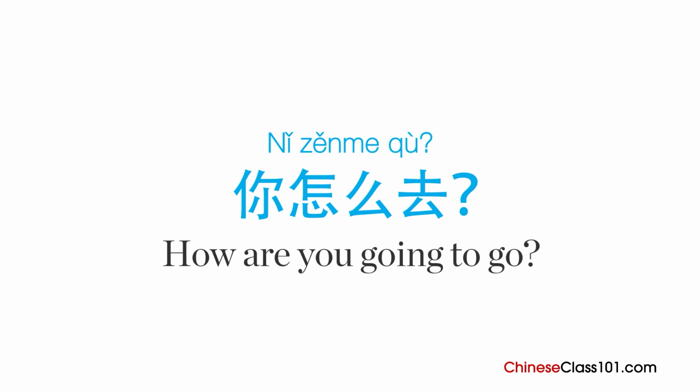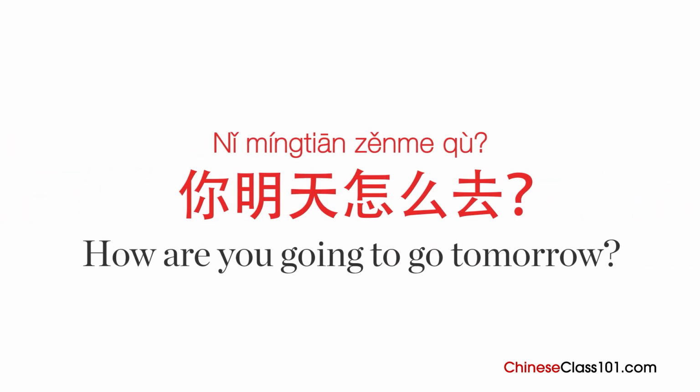How are you going to go? 你怎么去？你 you 怎么 how 去 go. If we have a sentence with both a time phrase and a question word, which should go first? Just remember, question words are always stuck with verbs. So in this case, it would be subject, time phrase, question word, then verb. 你明天怎么去？你 you 明天 tomorrow 怎么 how 去 go. How are you going to go tomorrow?